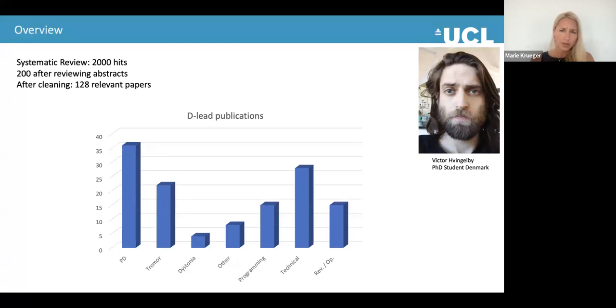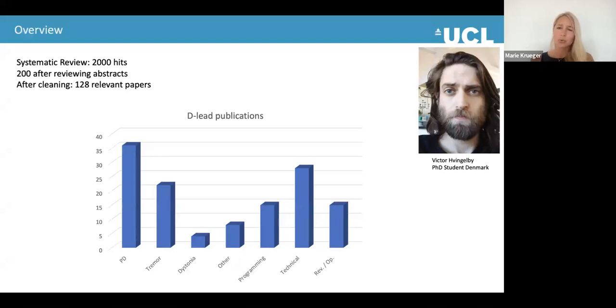He got more than 2,000 hits. And after reviewing the abstracts, there were 200 left. And then we went through all these abstracts and cleaned them. And we found 128 relevant papers on directional electrodes.